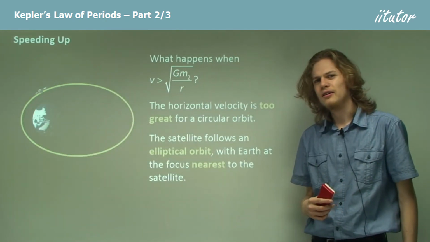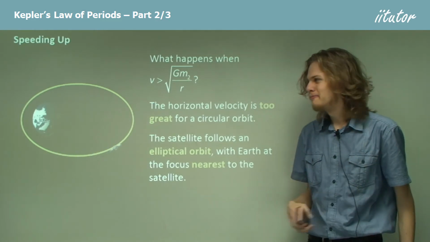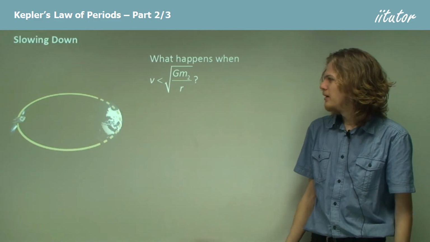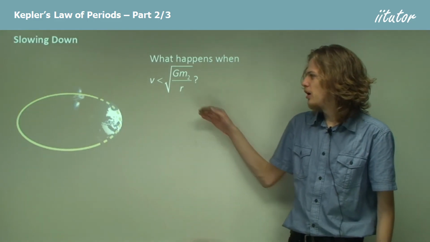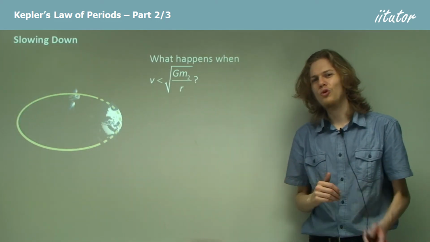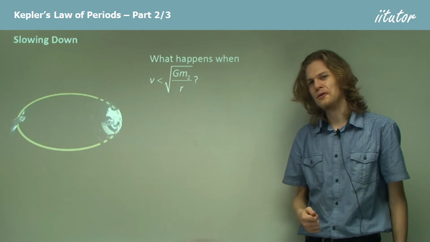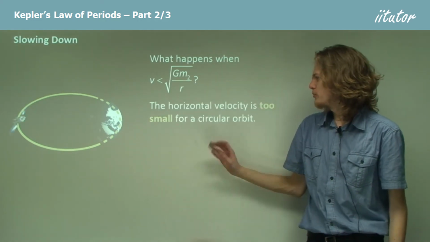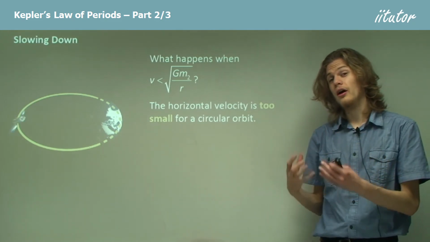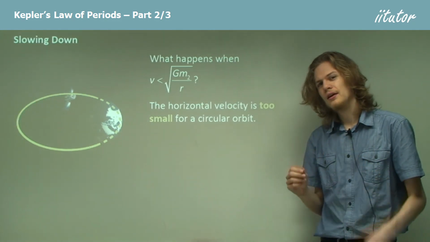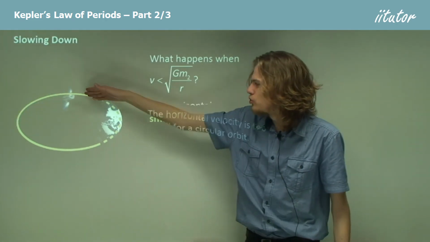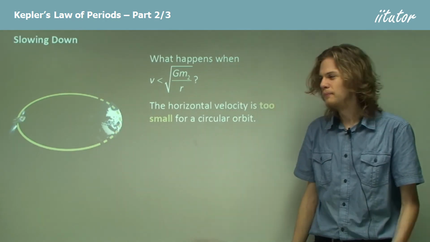All right, now let's take a look at the other situation where v is less than that variable. In this case, we'll slow down over here, and in fact, we will exit orbit by crashing into the Earth. So the horizontal velocity is too small for a circular orbit. Gravity is pulling us toward Earth more strongly than it needs to for a centripetal orbit. And that means that we move towards the Earth, right?